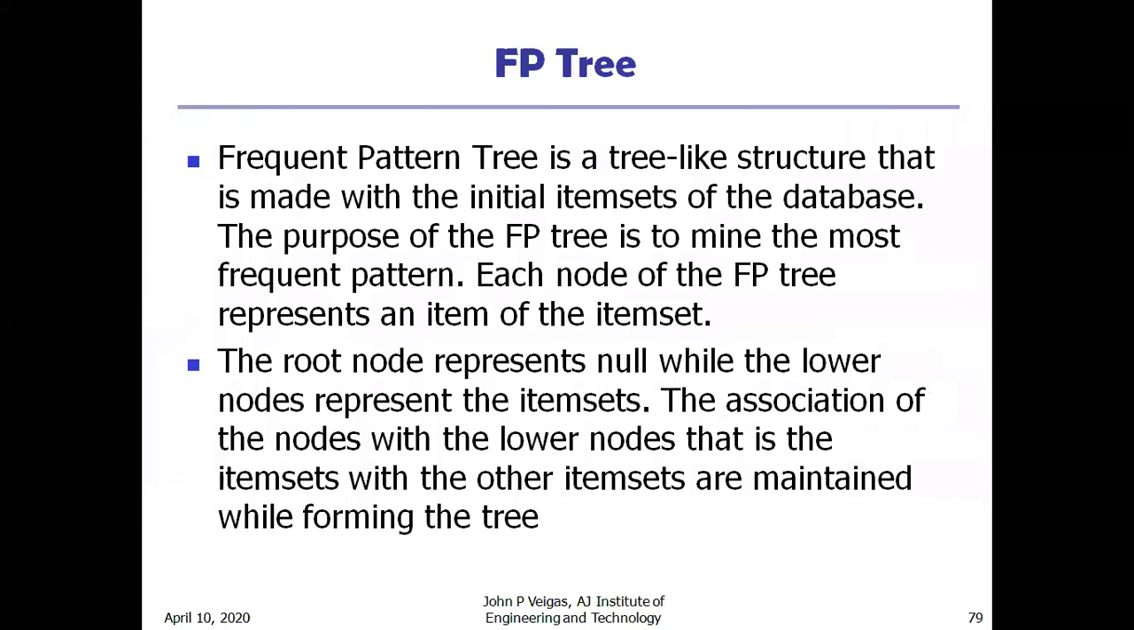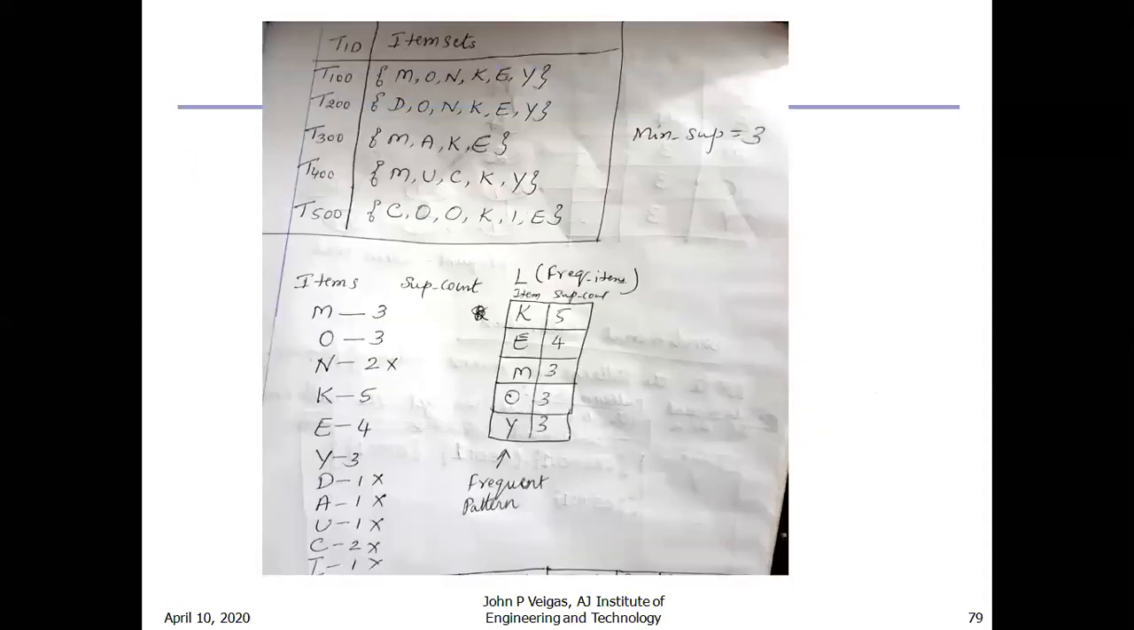Now, a frequent pattern tree is a tree structure made with the initial item sets of the database. The purpose of the FP tree is to mine the most frequent patterns. Each node of the FP tree represents an item of the item set. The root node represents null, while lower nodes represent the item sets. And the association of the nodes with the lower nodes is also maintained in this tree. Now let us see this with an example.